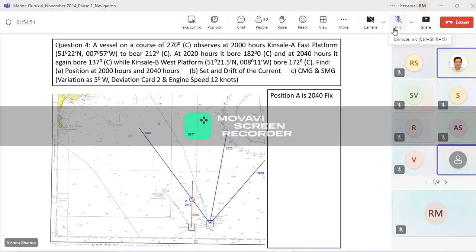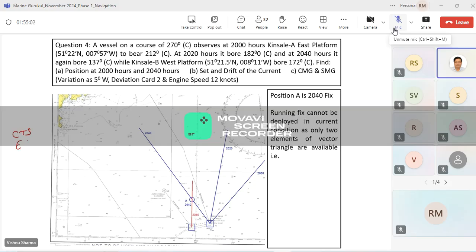Now, guys, if we have to complete the vector triangle, let's see what all we have in the question. We have the CTS in the question. We have the engine speed in the question. Do we have any information on the current? No. The question is saying find set and rate or drift, whatever. Do we have CMG and SMG? No, we do not have. That means 4 things are missing. The question is asking for 4 things, right? So that means I have only 2 elements this time. Am I right, guys? 4 are to be found.